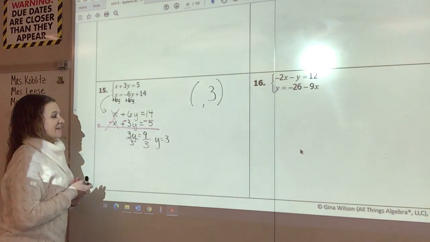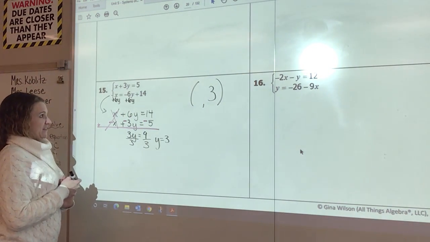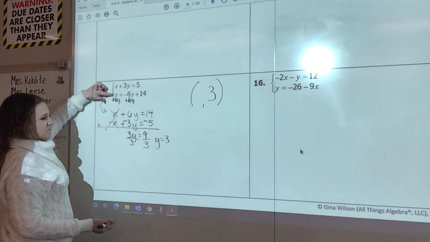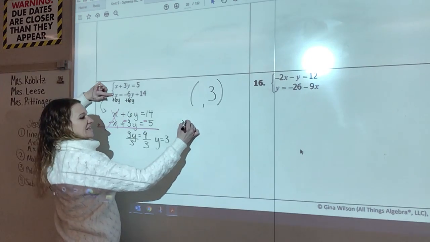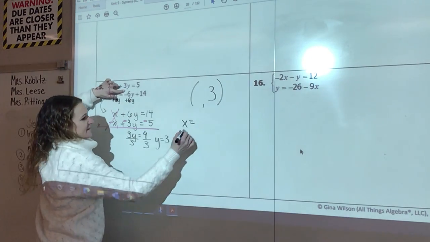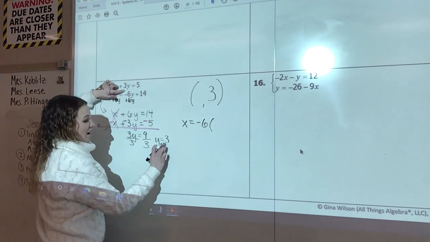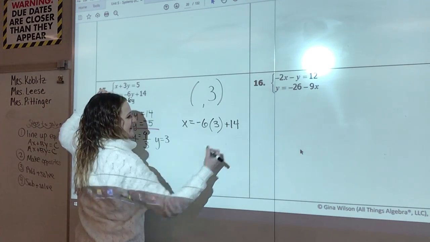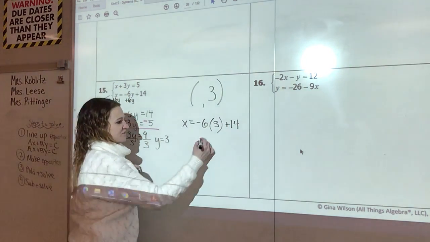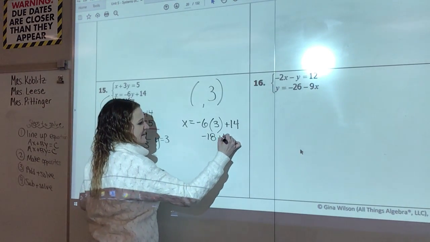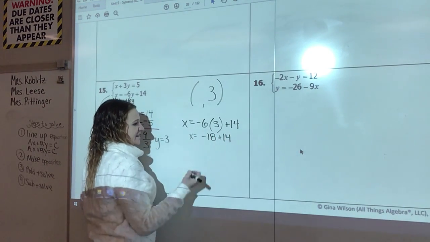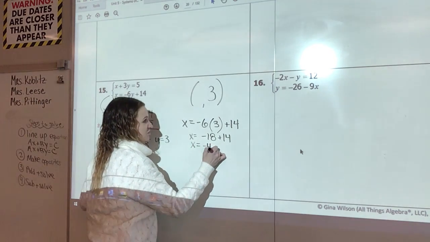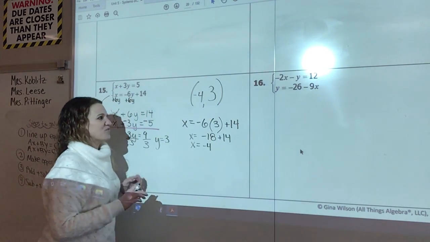And you plug it back in and solve for the x. I'm going to go to, let's go to this bottom one. It looks a little bit easier. So x equals -6 times my y, which is 3, plus 14. I know that -6 times 3 is -18. And -18 plus 14 is -4. So my x equals -4.